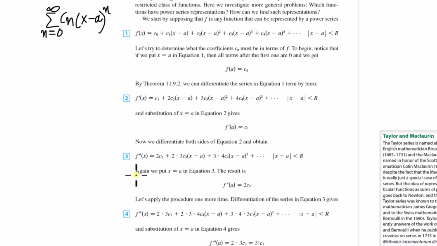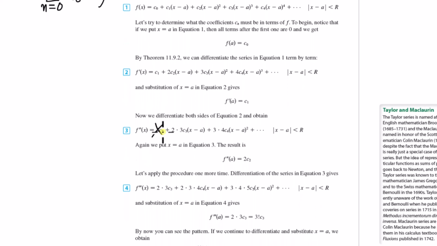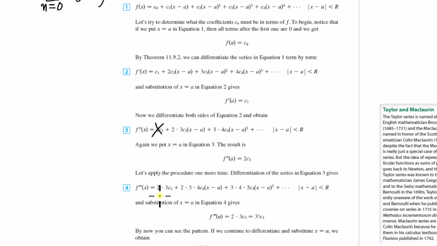Differentiate again. This goes away, and you're left with a constant term with no x on it. So f triple prime of a, everything goes away but the constant term, 2 times 3 times c sub 3. They write this as 3 factorial, since 3 times 2 times 1 is 3 factorial. But again, this is c sub 3.